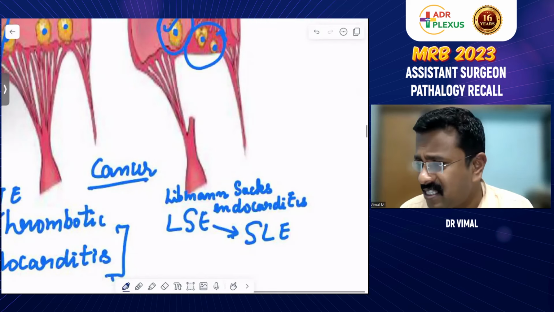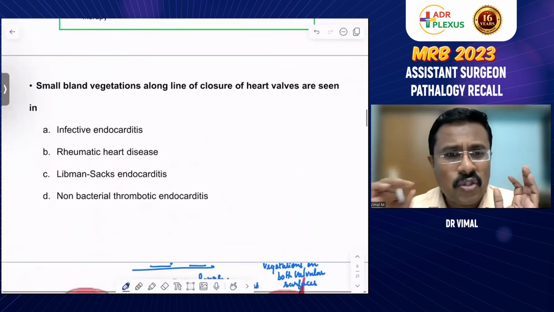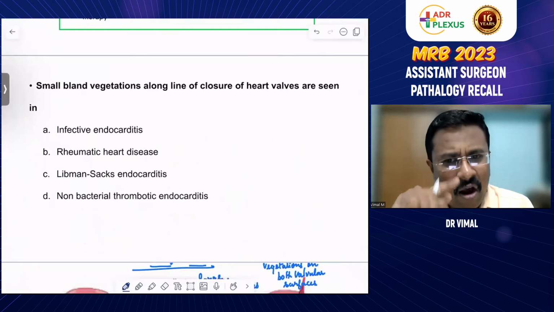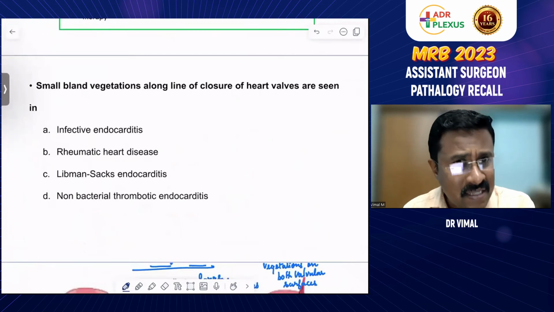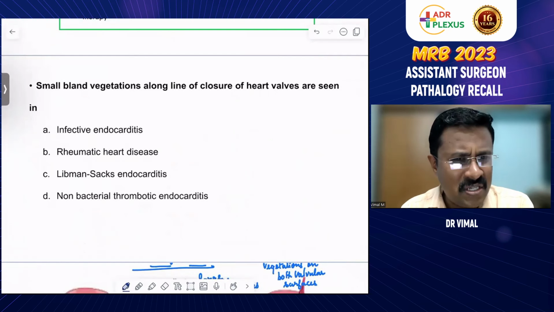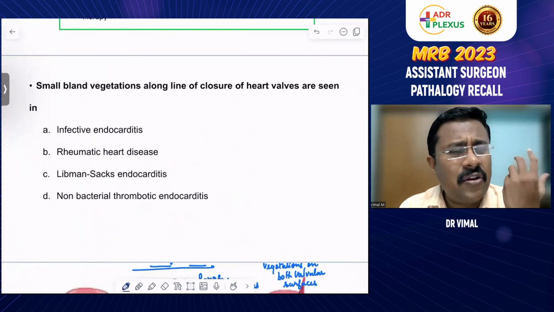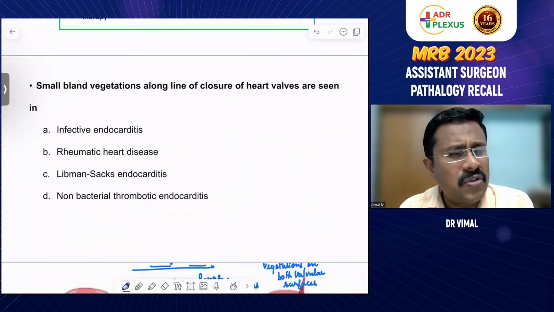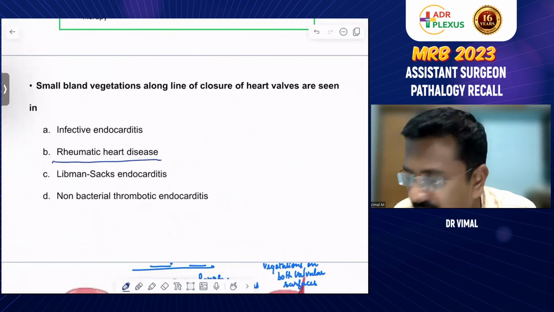As I used to insist, the question asked here is small bland vegetations along the line of closure of the heart valves. Yes, the answer is evident. Bland vegetations, small vegetations, very sterile, non-septic vegetations along the line of closure. Yes, this is rheumatic heart disease.